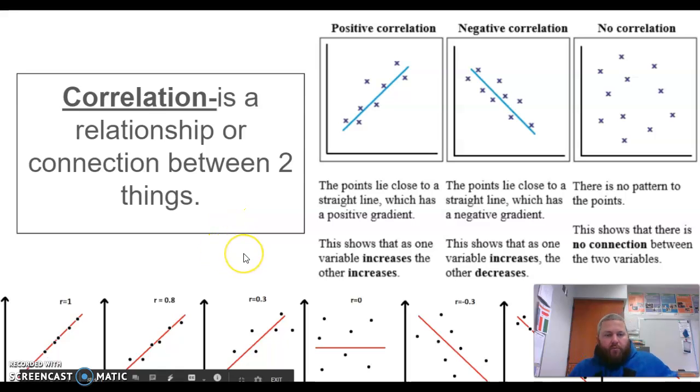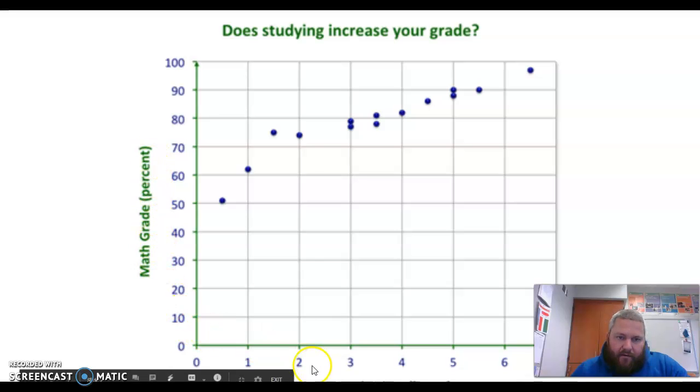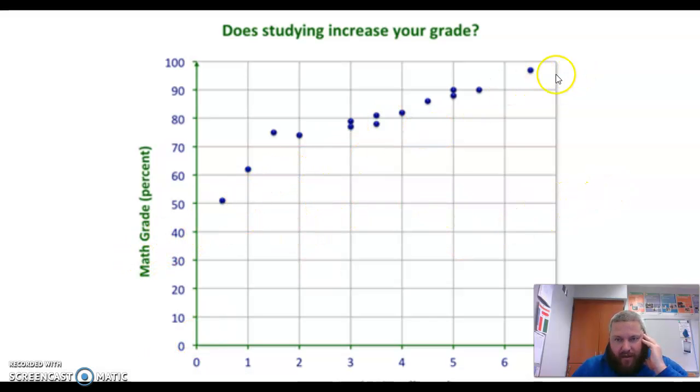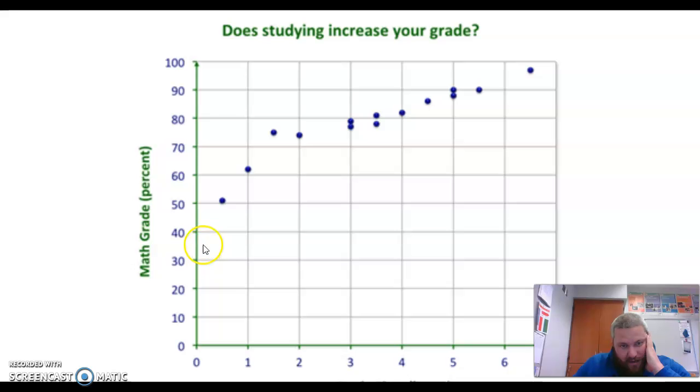All right, so what we need to take a look at here is a few slides. The first one we're looking at is, does studying increase your grade? Sounds about right. If we're looking at math grade on the y-axis and study time on our x-axis, we're going to ask, is there some type of correlation with this? Well, there probably is, right? We're going to say, yeah, the more time I study, the better grade I should get, which makes sense.